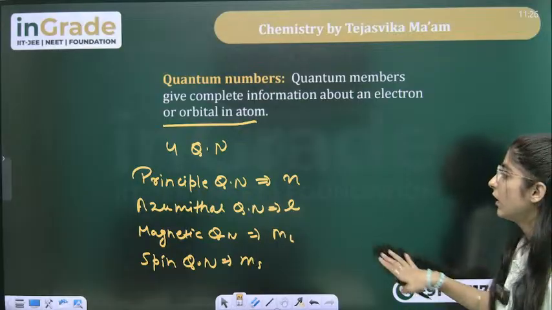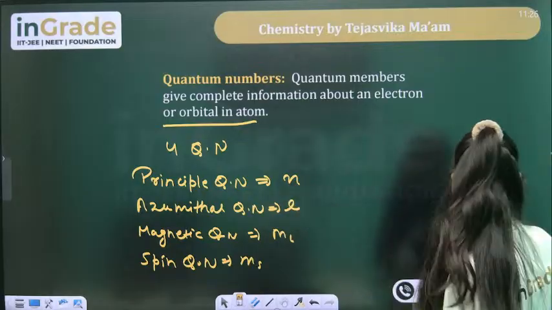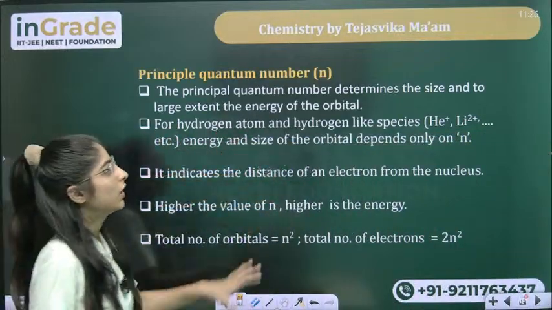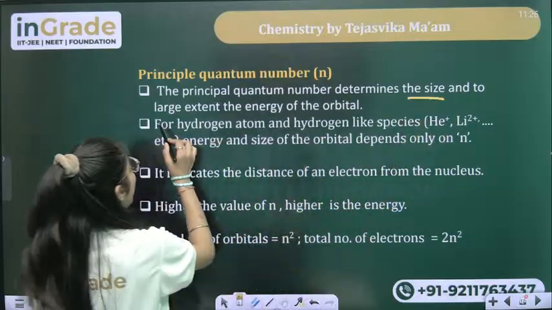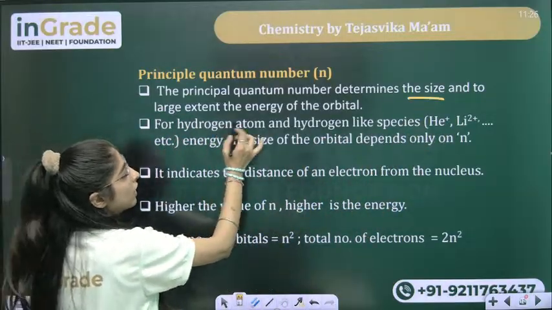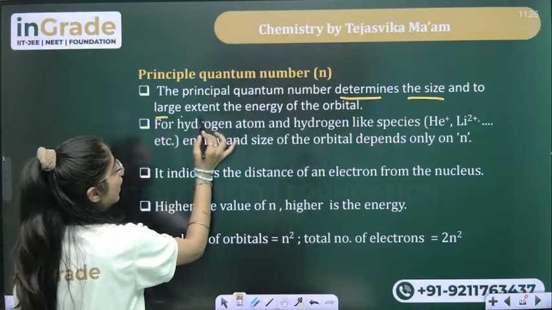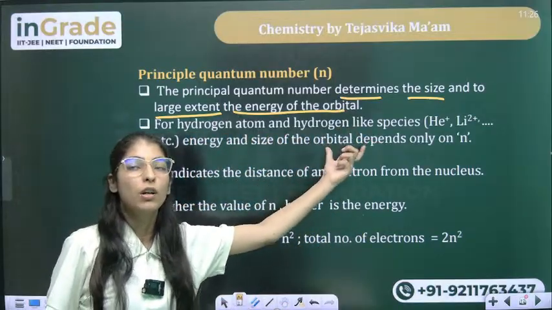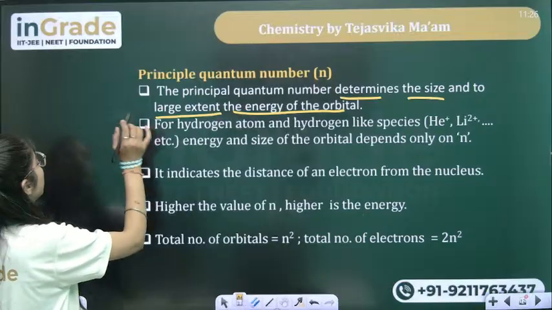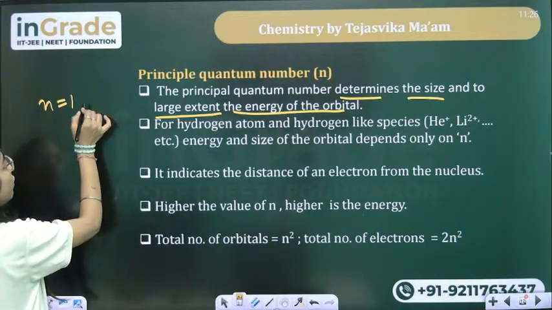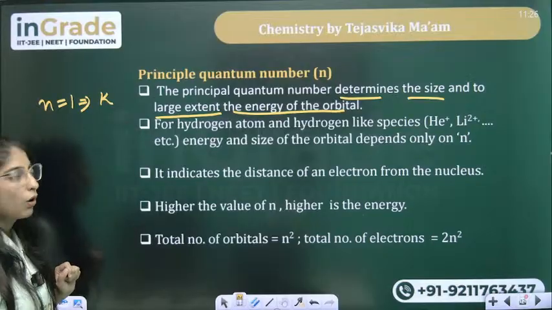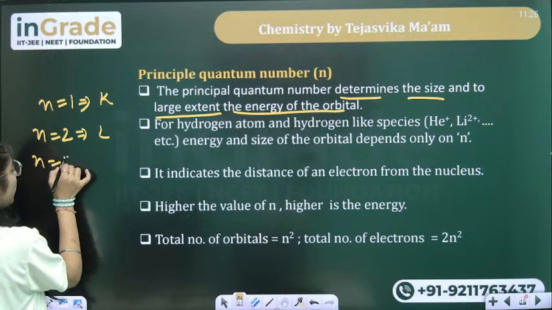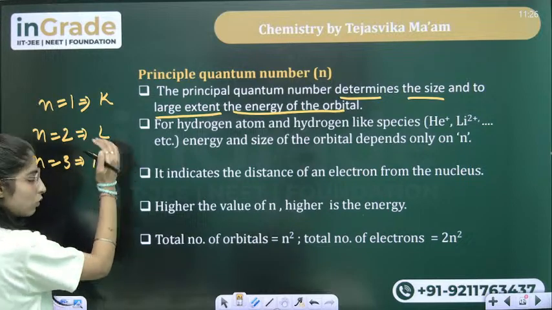First we are going to discuss your principal quantum number. You all know that it gives you the size, and it represents the extent with which your energy is related to a particular orbit. If n is equal to 1, it is represented by the K orbit. If n is equal to 2, it is L. N is equal to 3 is M, and so on.